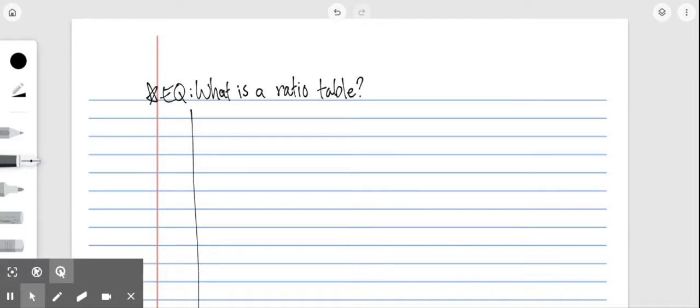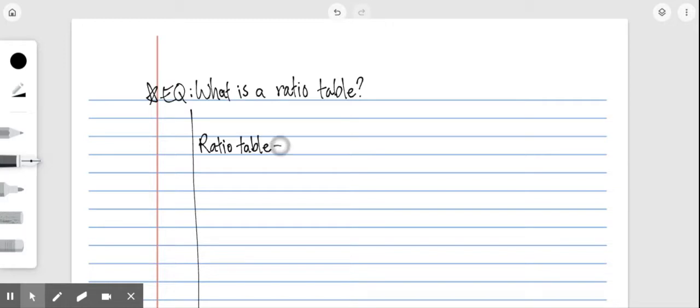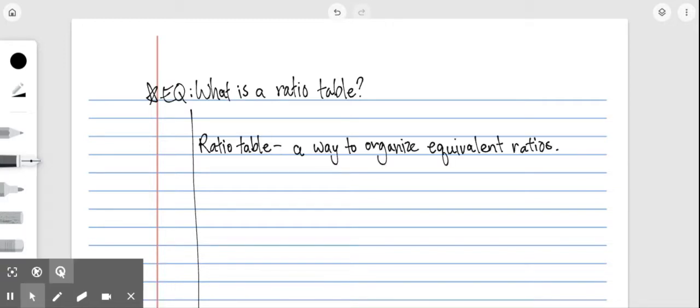So a ratio table is a way that mathematicians set up and organize equivalent ratios. Just a way to organize equivalent ratios.